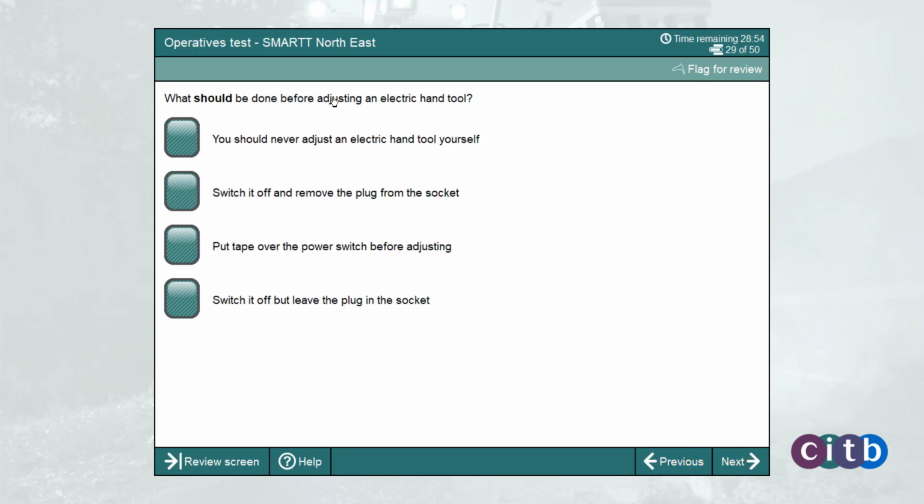What should be done before adjusting an electric hand tool? You should never adjust an electric hand tool yourself. Switch it off and remove the plug from the socket. Put tape over the power switch before adjusting. Switch it off, but leave the plug in the socket.